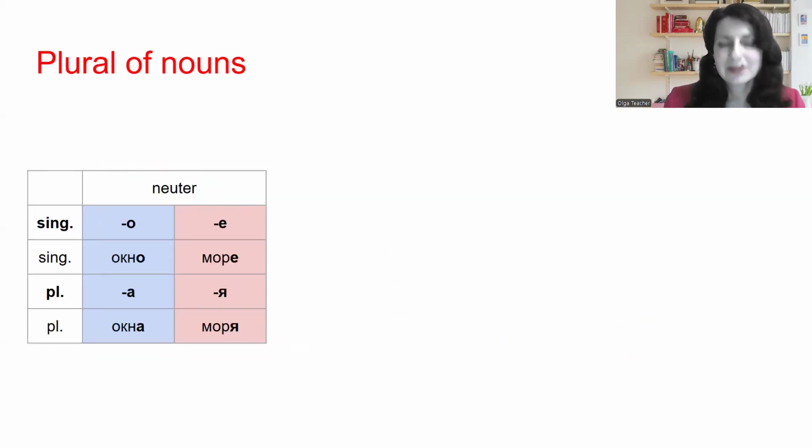And finally, how to make plural of neuter nouns. Neuter nouns, as you should know, they end with o and ye. And we will change o to a. Окно, окна. A window, windows. Море, моря. Sea, seas. Ye, we change to ya.